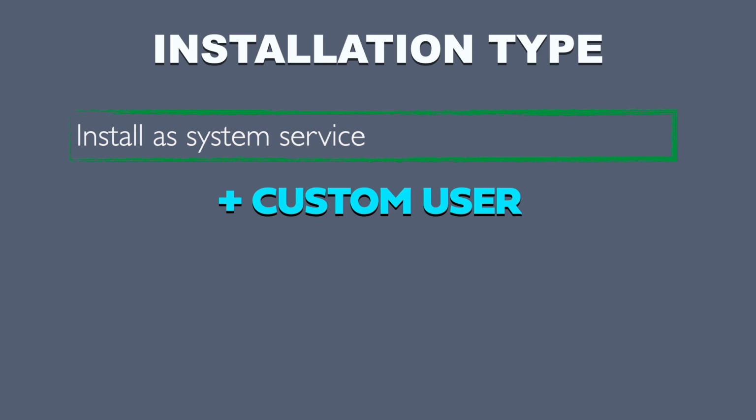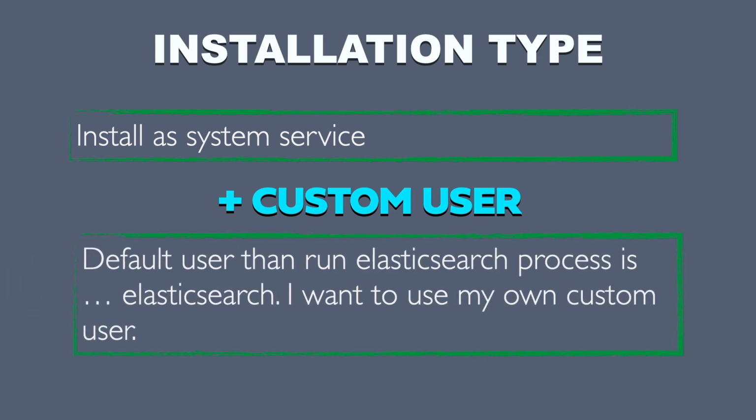Here I will show you how to run Elasticsearch as a system service with a custom user as a process owner, because by default the process owner is the user elasticsearch, which is created when Elasticsearch is installed using the RPM package. So I will show you how to change this and use your own user to run Elasticsearch.